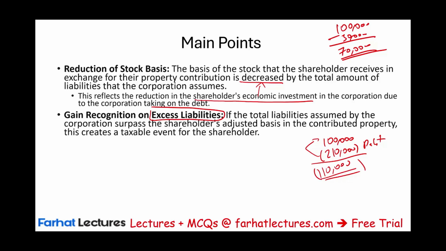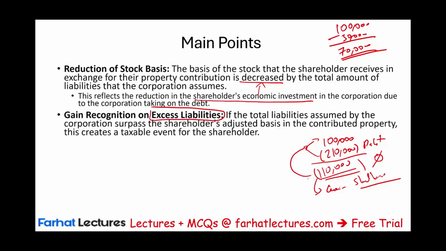For the shareholder, they cannot have a negative basis. Their basis is 0. Then, because the liabilities is in excess of the tax basis of the asset contributed, this excess is a gain for the shareholder. Gain for the shareholder. So the shareholder, simply put, it's as if they received 110,000 extra money in their pocket. Why? Because they no longer are responsible for this debt.